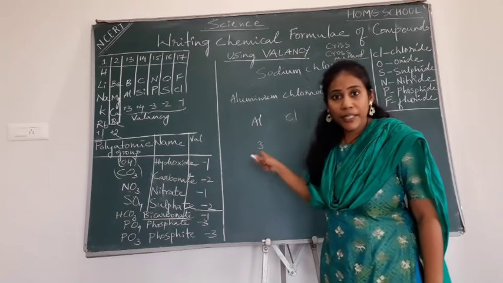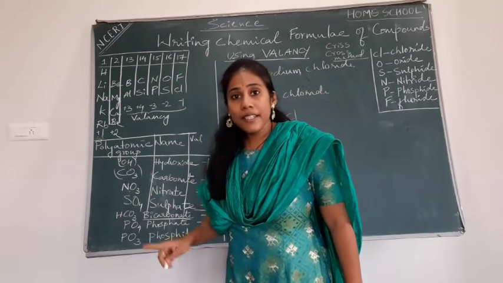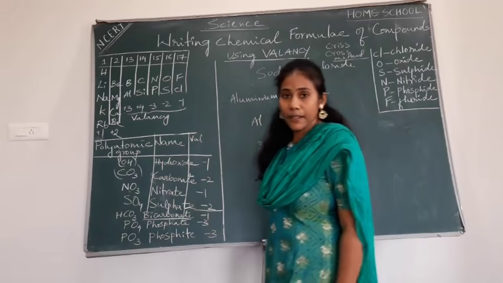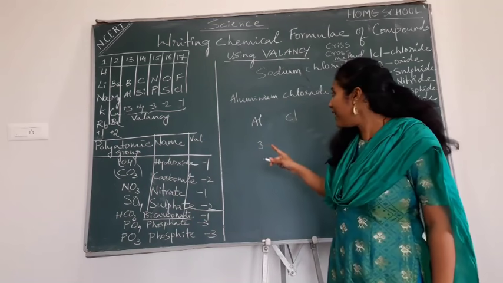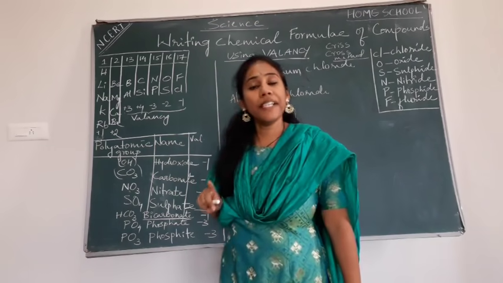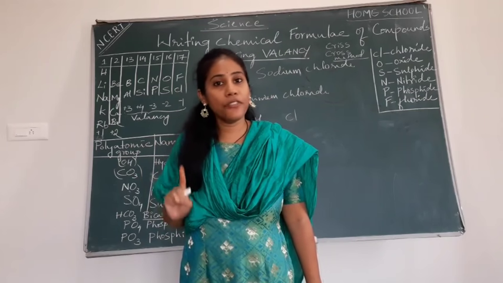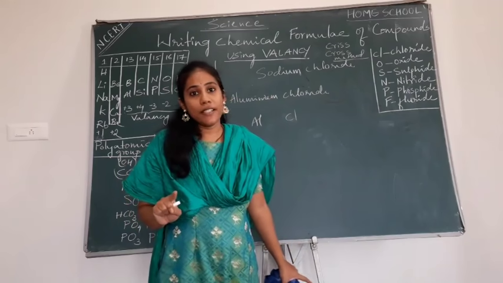So now you got to know the importance of valency. Compulsorily you have to remember the valencies of elements. Otherwise you can't write the chemical formulas. Not only valency, you should know the symbol of an element also. So these are the two criteria. One, the symbol of the element. The other one, its valency.